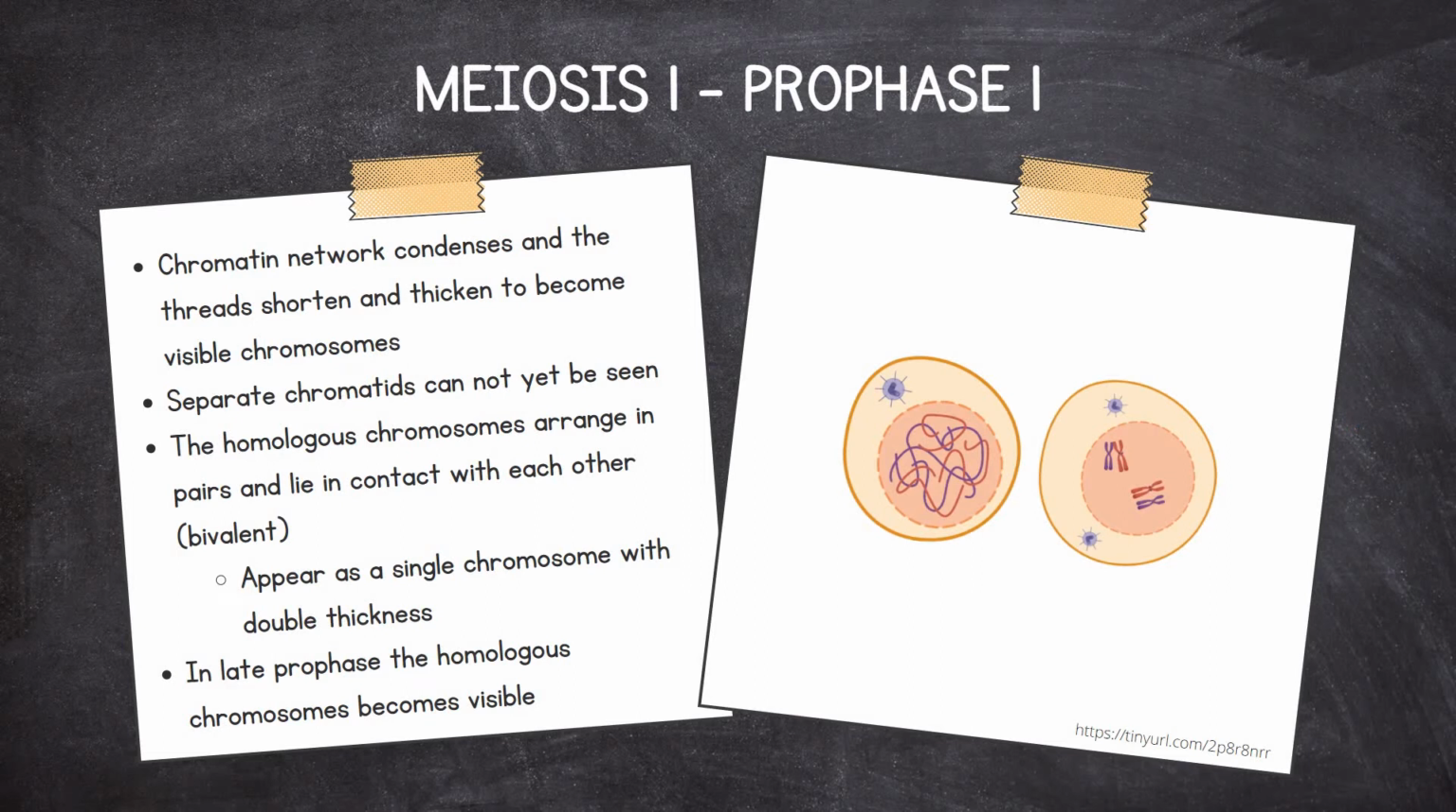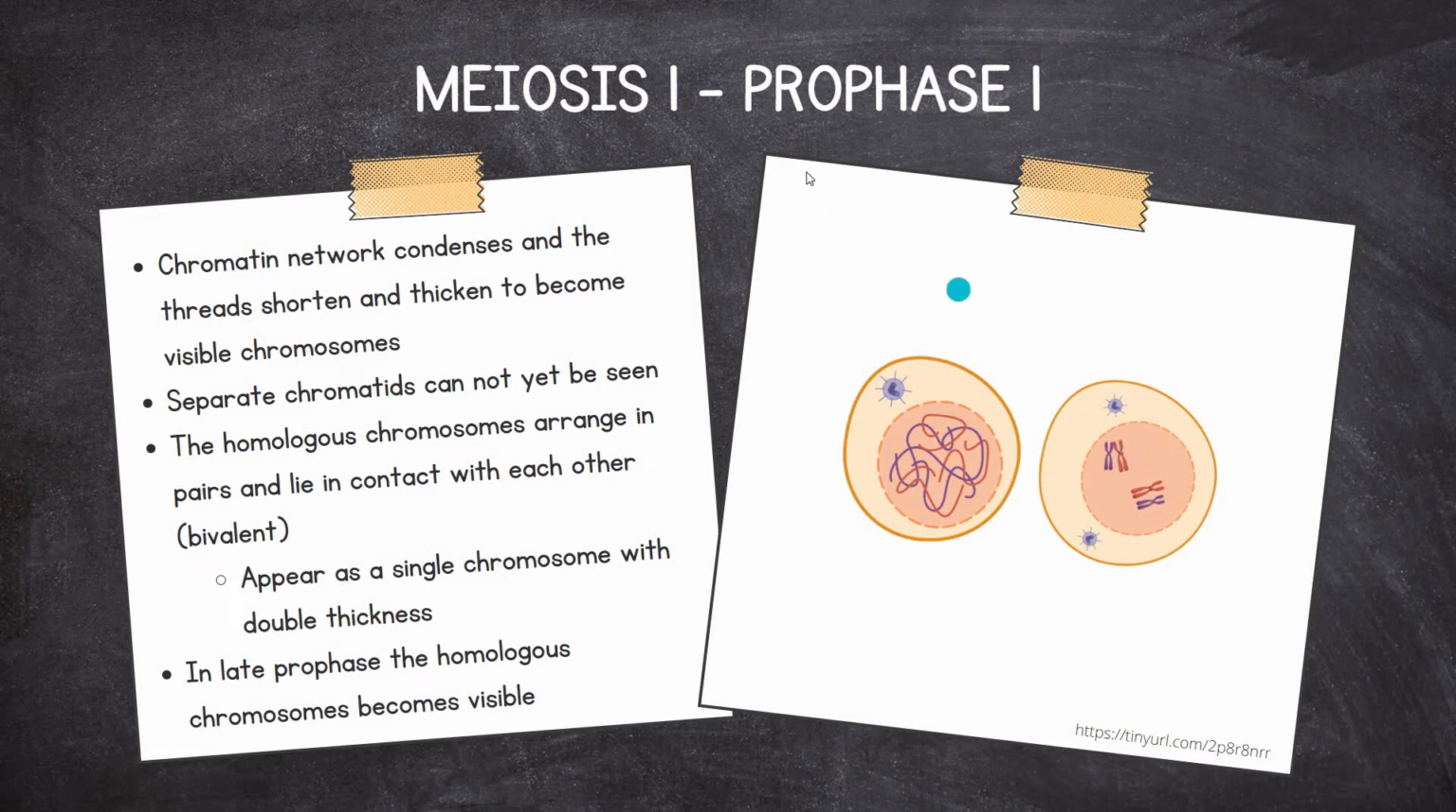So let's start with meiosis 1, prophase 1. At the beginning of prophase 1, the chromatin network condenses and the threads shorten and thicken to become visible chromosomes. So we move from something like this to something like this. The separate chromatids cannot yet be seen, and the homologous chromosomes arrange in pairs and lie in contact with each other. This is when we call them bivalent. Like these 2 that are touching each other, they are bivalent. They are homologous chromosomes. They appear as a single chromosome with double thickness.